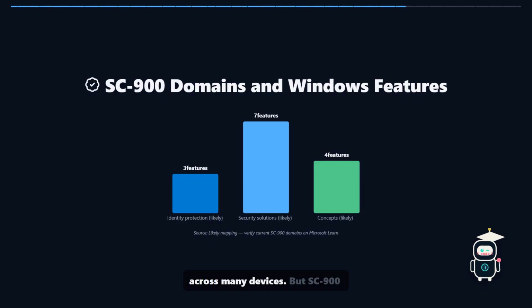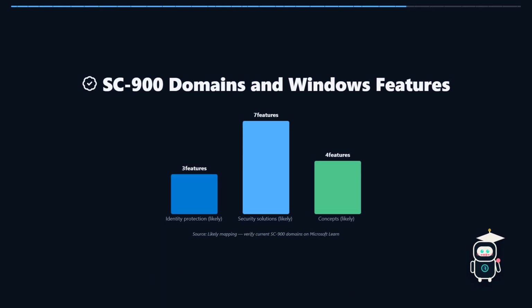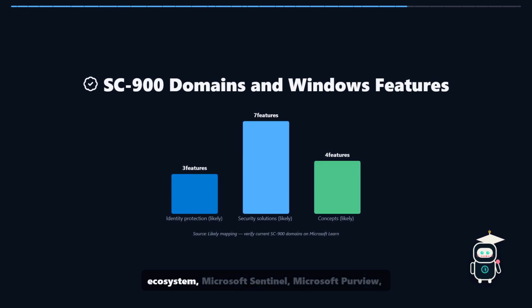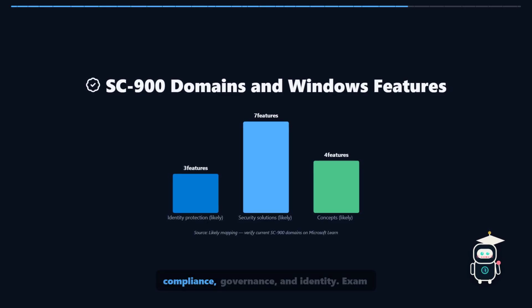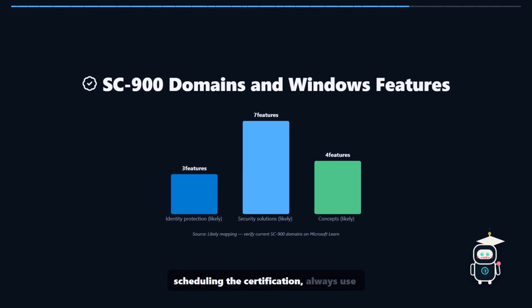But SC-900 goes beyond Windows. You'll also encounter concepts involving Microsoft Entra, Azure Security, the Microsoft Defender ecosystem, Microsoft Sentinel, Microsoft Purview, compliance, governance, and identity. Exam objectives can change. So before scheduling the certification, always use the current Microsoft Learn SC-900 study guide as your source of truth.